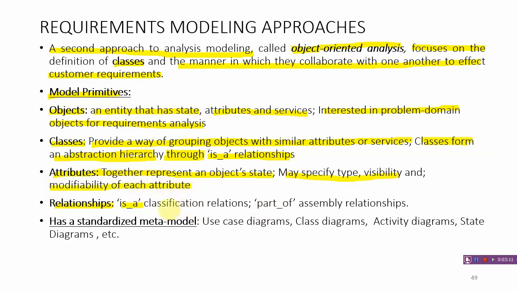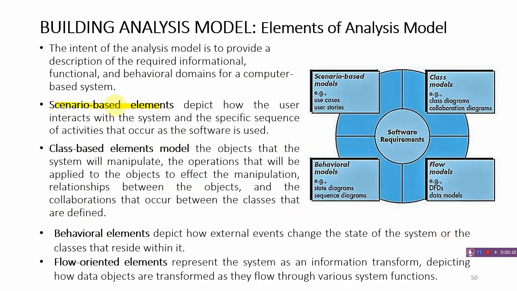There are different types of relationships. One of them is a classification relation, and another is a part-of assembly relationship. Object-oriented analysis has a standardized meta model which is represented by use case diagrams, class diagrams, activity diagrams and state diagrams.